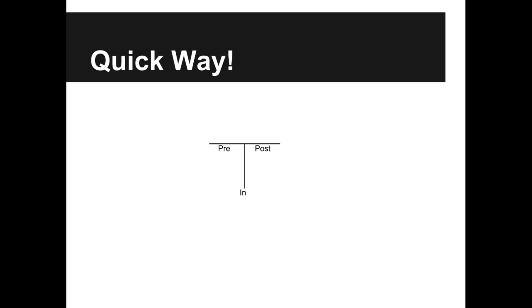So what you need is to put a T on top of each of the nodes that you have in the tree, and call the left side of the T pre, call the middle side of the T in, and call the right side of the T post. Now let's see how it works.